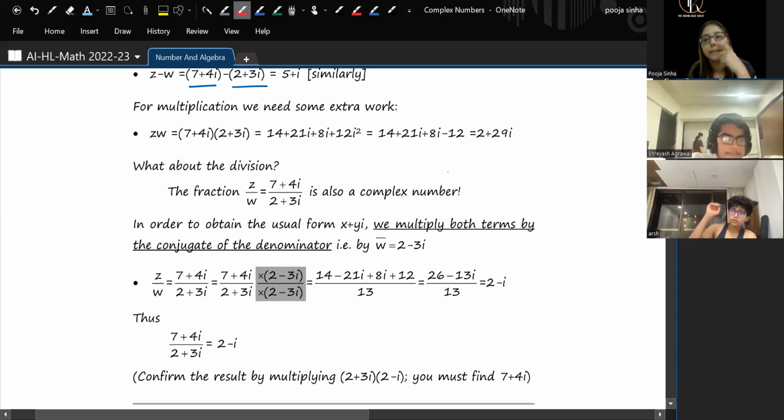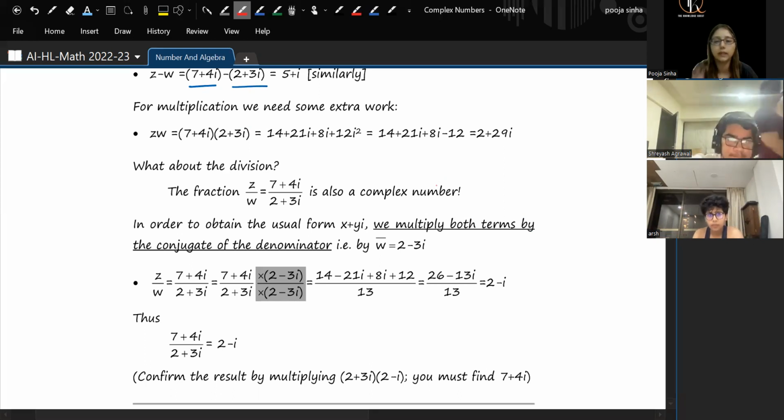Always take the number that you have, the denominator which has an imaginary number, and then multiply that by the conjugate of this imaginary number upon the conjugate of this imaginary number. Superb, excellent. Okay, so this is what you're supposed to divide: 7 plus 4i divided by 2 plus 3i.